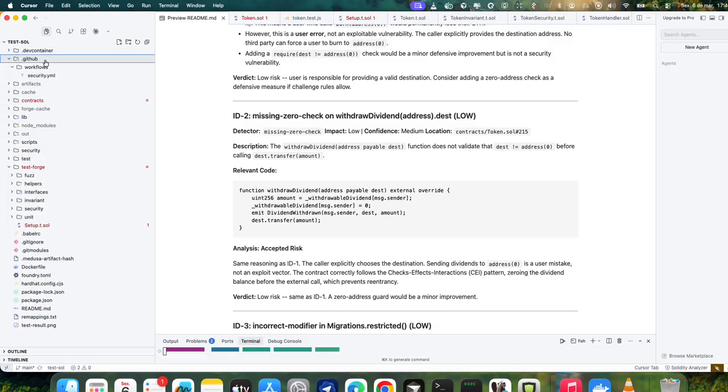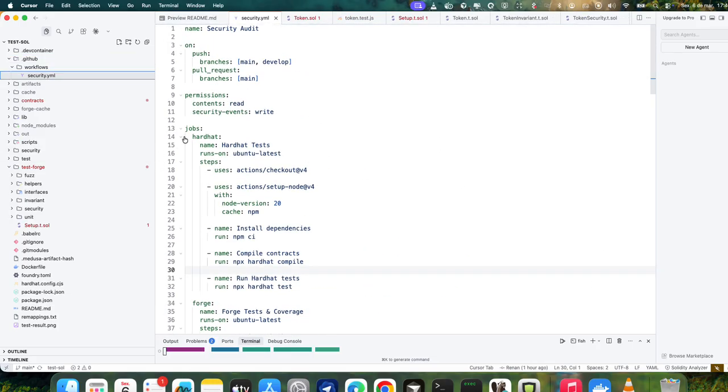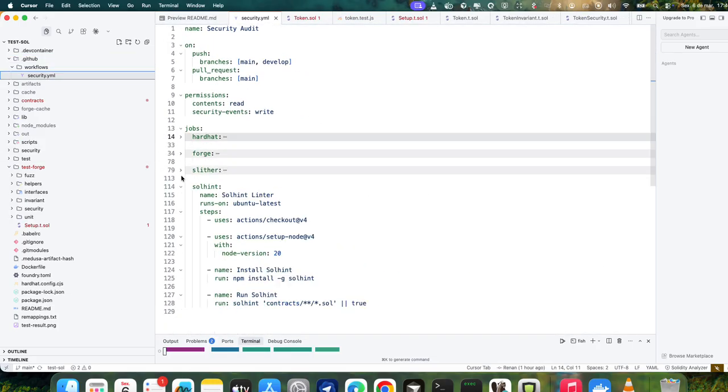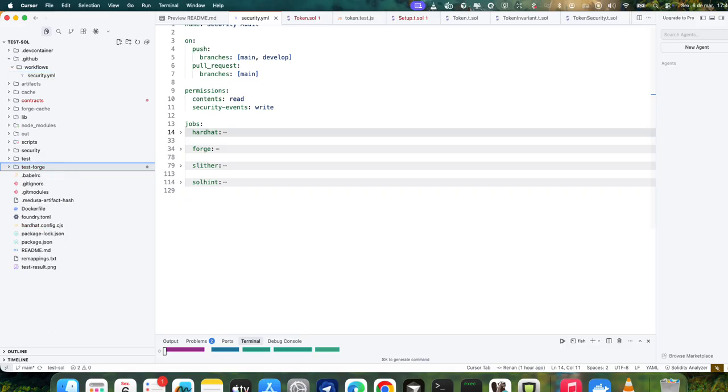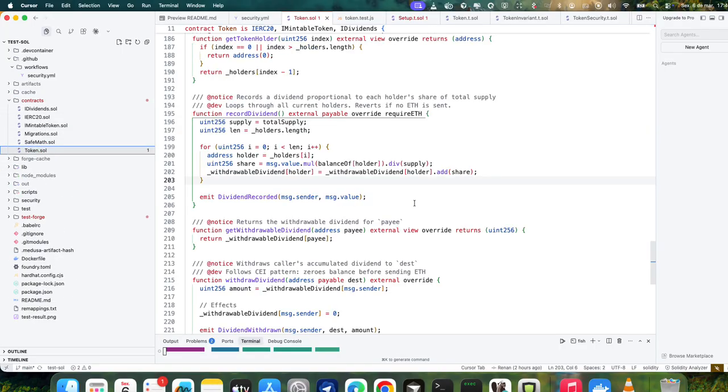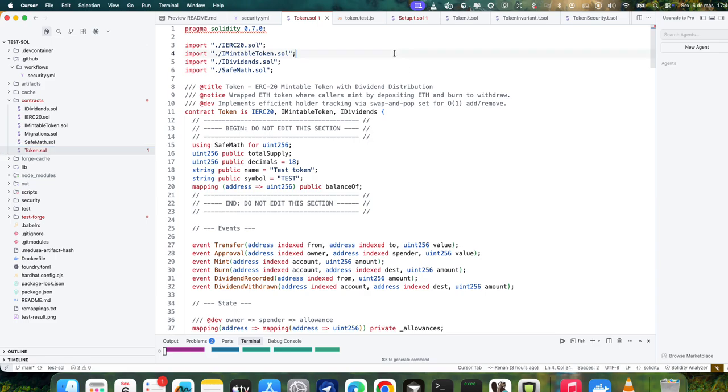To summarize, the token implementation uses events, modifiers, NatSpec documentation, the CEI pattern for reentrancy protection, and an efficient swap-and-pop data structure for holder tracking. The test suite includes 110 Forge tests, plus 11 Hardhat tests, achieving 100% coverage. Slither confirms zero exploitable vulnerabilities.